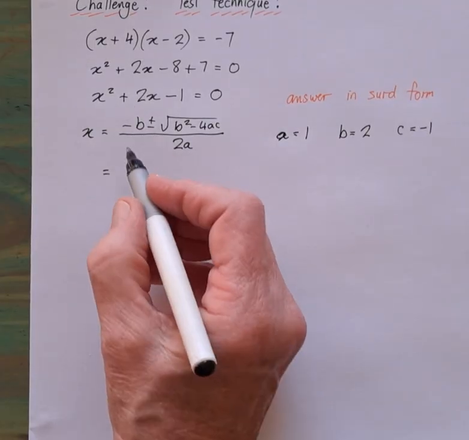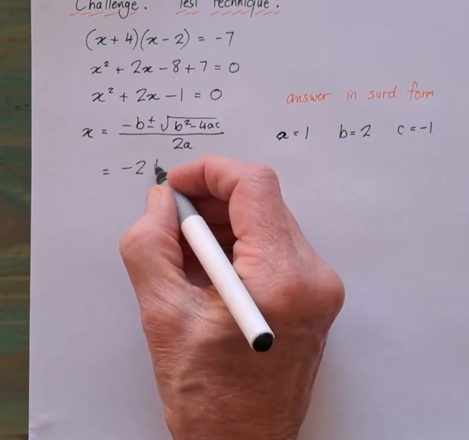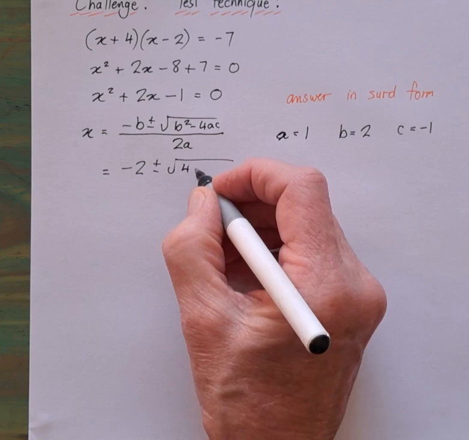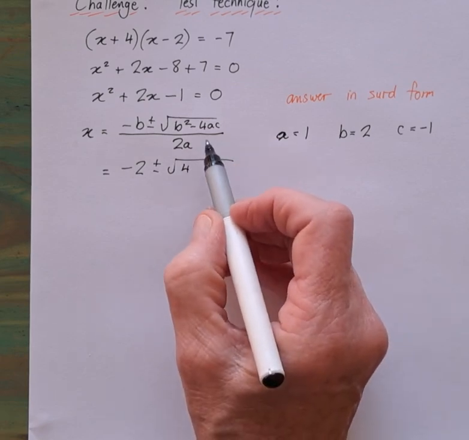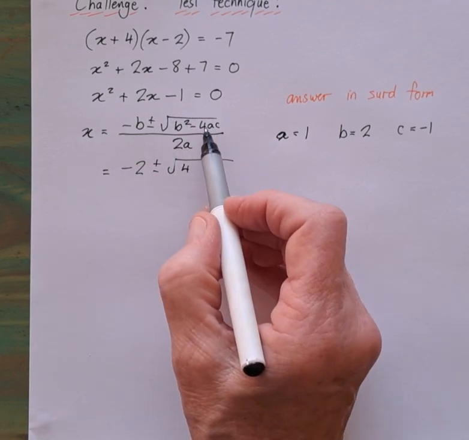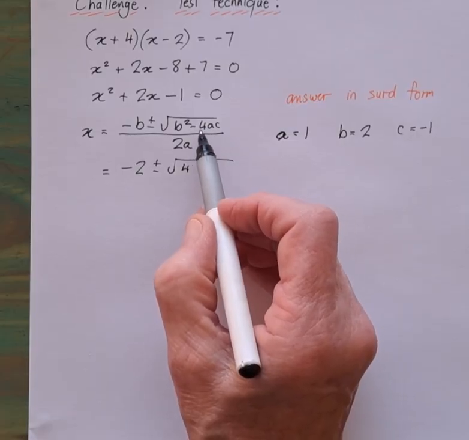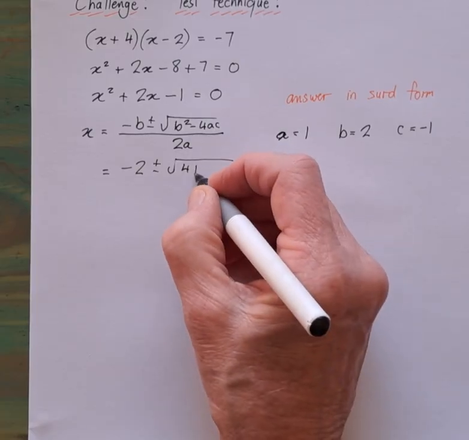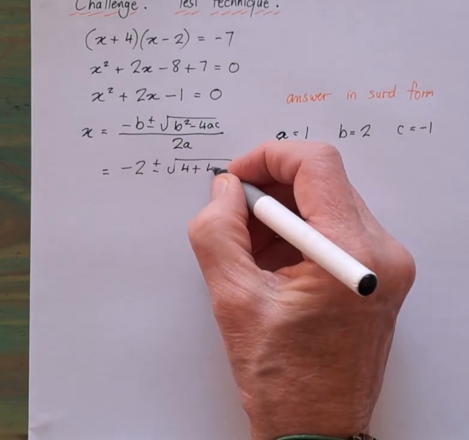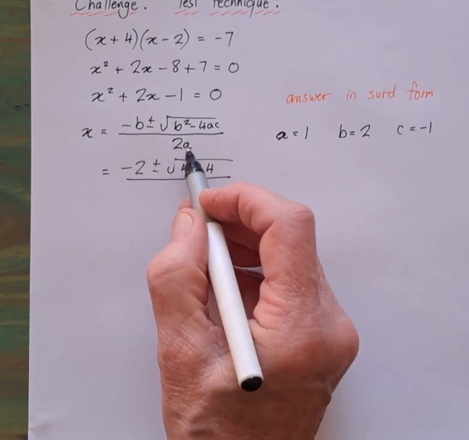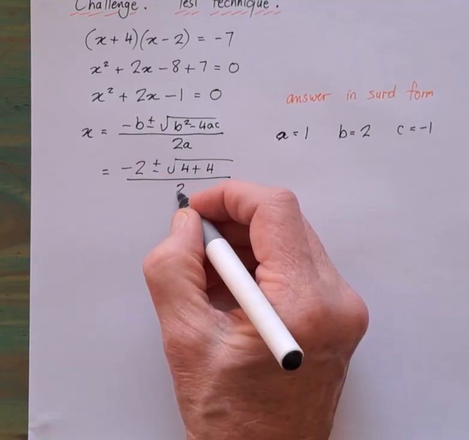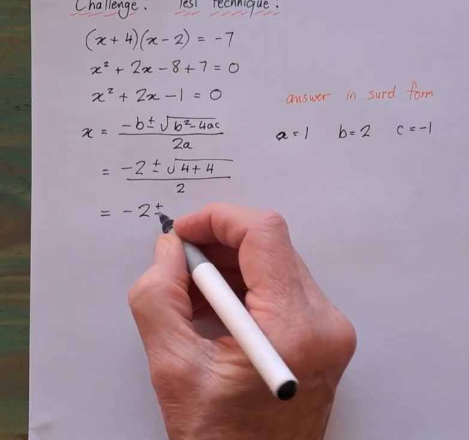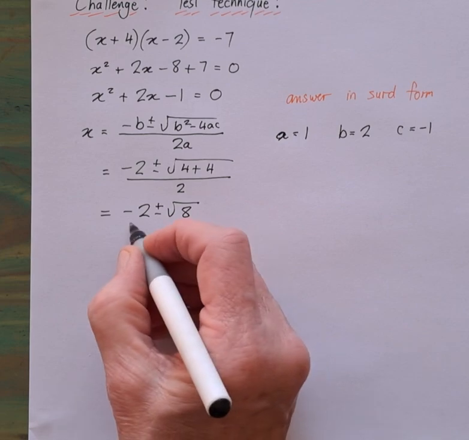So B is 2, so negative B will be negative 2, plus or minus the square root of B squared, which is 4, minus, I'm going to do this quickly in my head because it's such a simple one, minus 4ac, which means minus 4 times 1 times negative 1. So the negative times the negative is going to give me a positive, and 4 times 1 is going to give me 4. Then 2a, 2 times 1 is just going to leave me with 2. So what I've got in effect is the square root of 8 over 2.